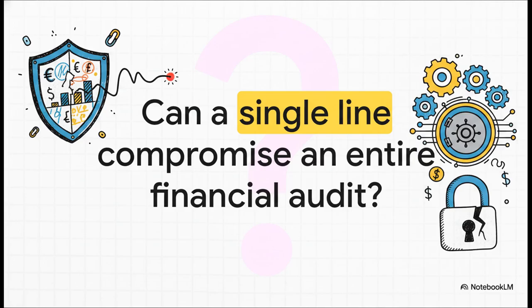Can a single line of code actually compromise an entire financial audit? Well, absolutely. To understand why, we have to look at IT systems as way more than just operational tools. They are really an invisible armor shielding an organization's financial integrity. And if that armor has even a tiny crack, the whole audit is at risk.